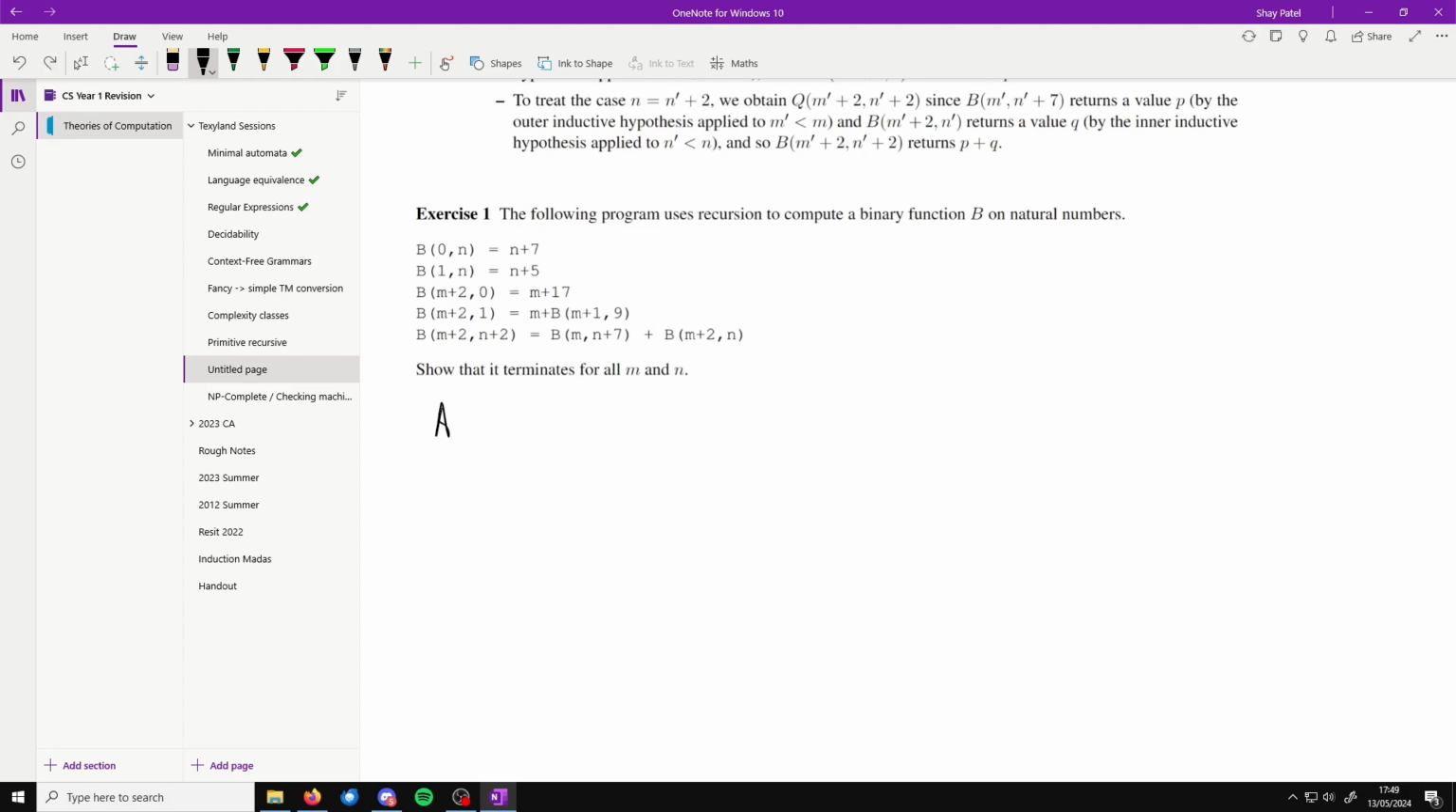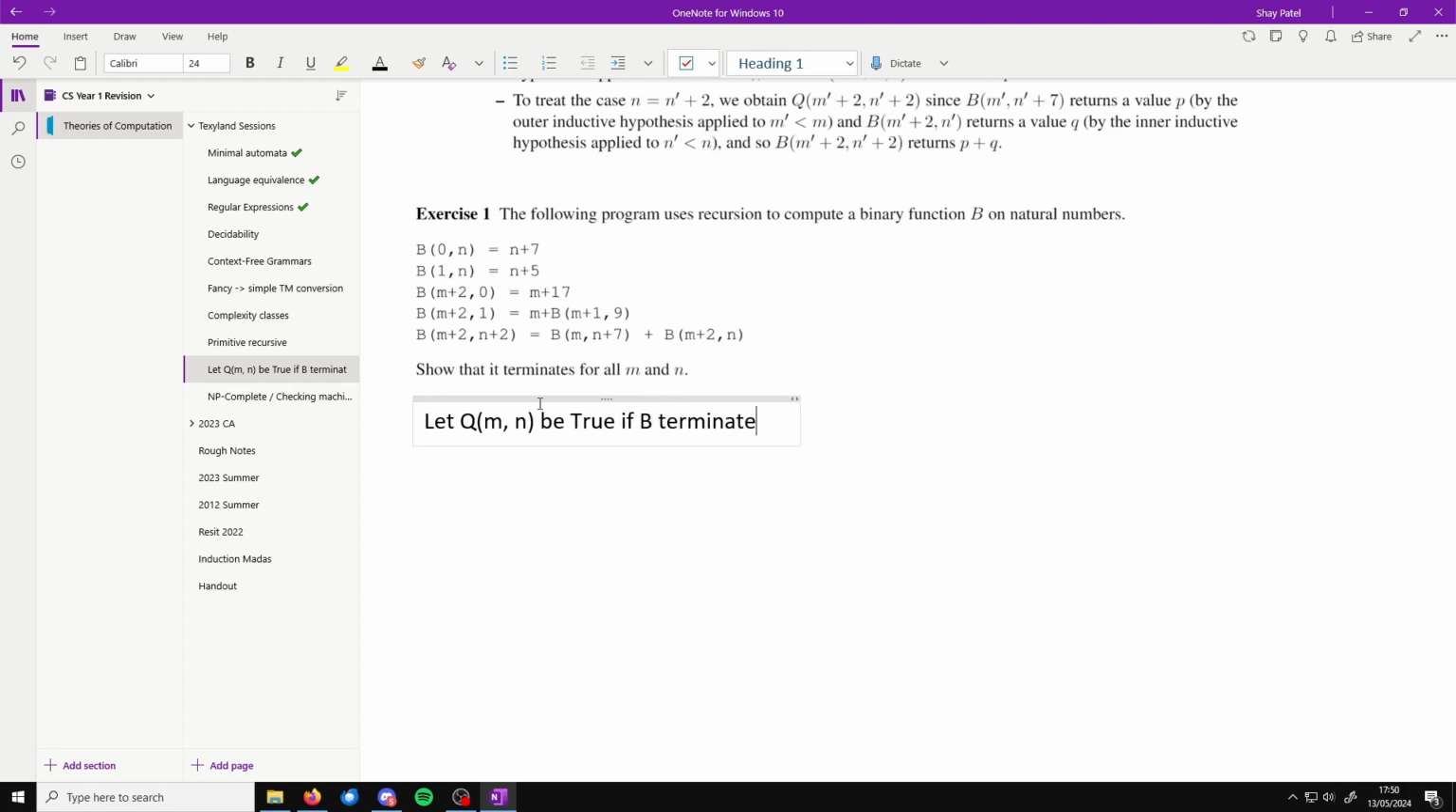Okay, so let's say, let me type this out actually. Let's say q of m n be true if b m n terminates, and false if b m n does not terminate.